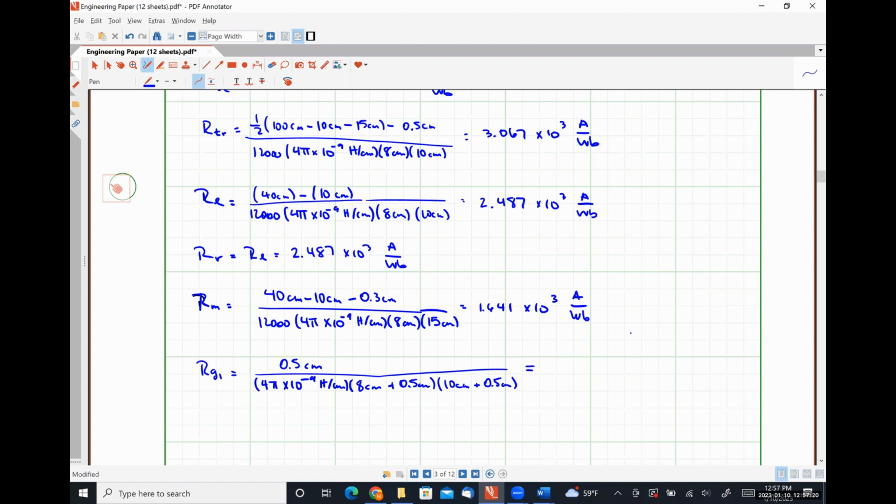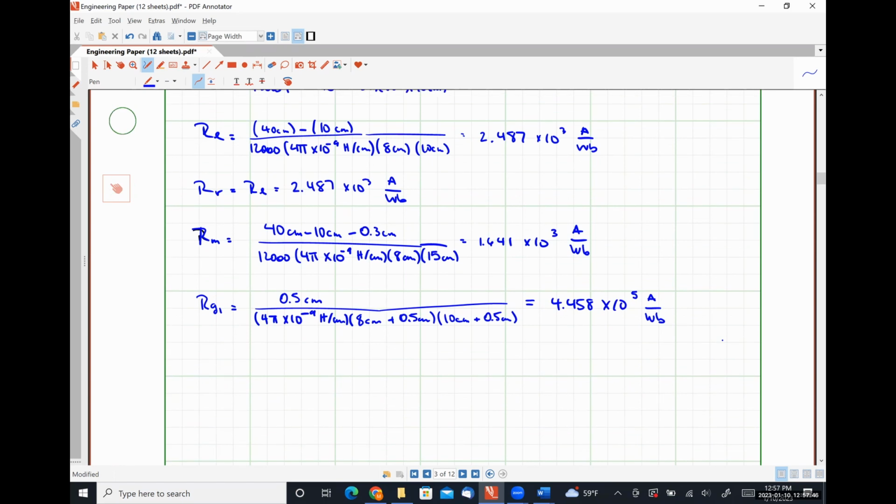So 1/2 over 4 pi times 10 to the minus 9 times 8.5 times 10.5. 445.812. Actually, let's not do this like that. 4.458 times 10 to the 5 amps per Weber.